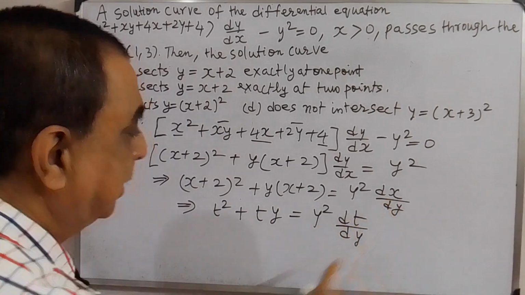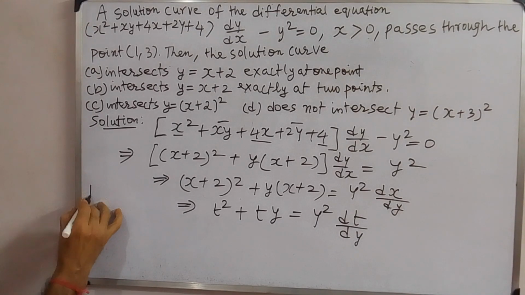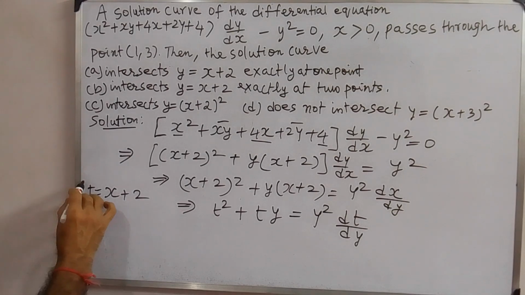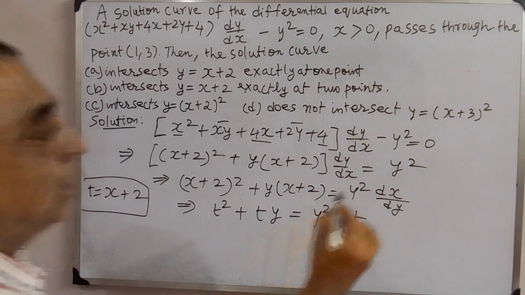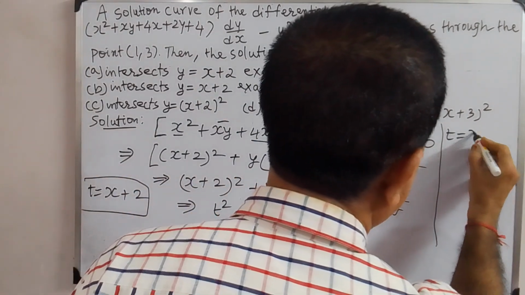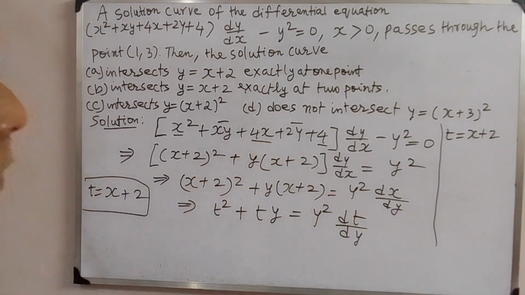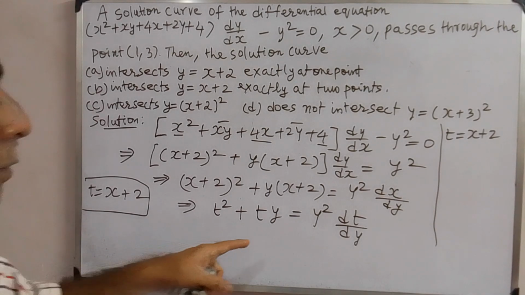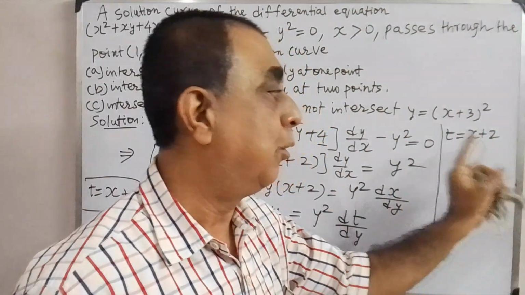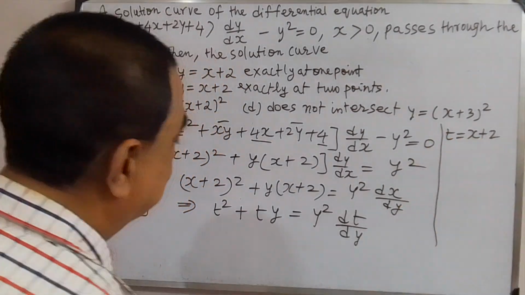I have shown you dx by dy equals dt by dy when we put t equal to x plus 2. Here we have substituted t equals x plus 2, because we will again change it to the original form. We will not write the equation of the curve in the form of t, we will change again to the original form. So we have to remember this: t equals x plus 2.